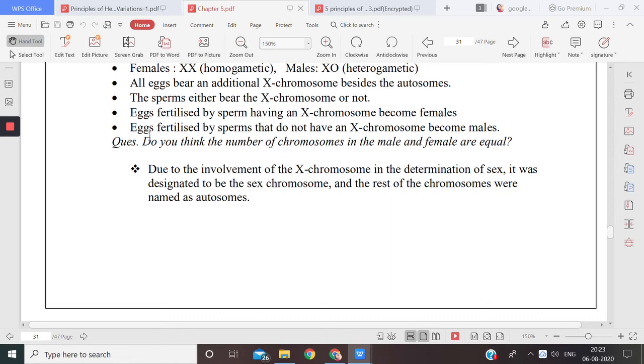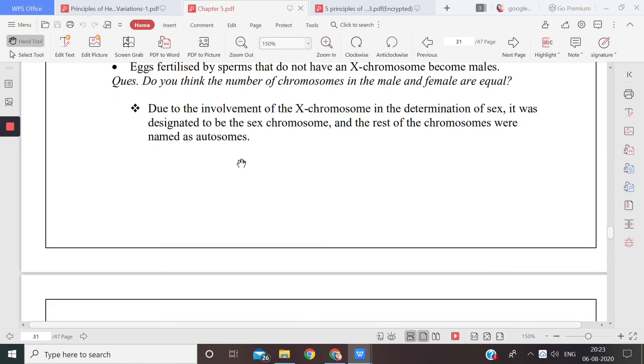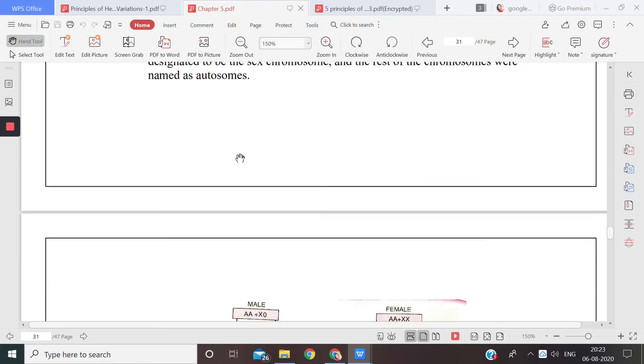There is a question here: do you think the number of chromosomes in male and female are equal? Due to the involvement of the X chromosome in the determination of sex, it was designated a sex chromosome, and the rest of the chromosomes were named autosomes. Because these chromosomes decide the sex of the organism, they are known as sex chromosomes, and the others are known as autosomes.